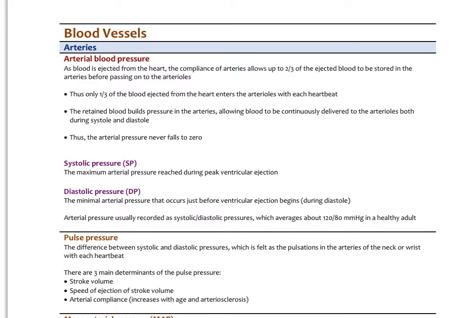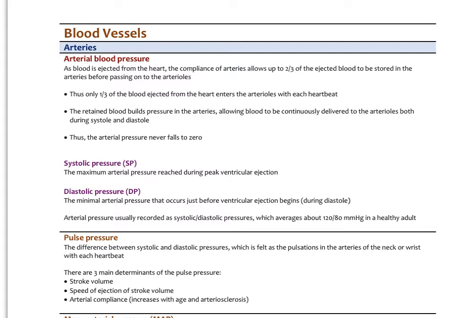Now, again, I mentioned the arterial system is a high pressure system. As blood is ejected from the heart, the compliance, the stretchiness of the arteries allows up to 2/3 of the ejected blood to be stored before it's passed on to the arterioles. So 2/3 of the blood actually goes into the arteries and is kind of storing up there as a reservoir. Only 1/3 at a time actually enters the arterial spaces with each heartbeat.